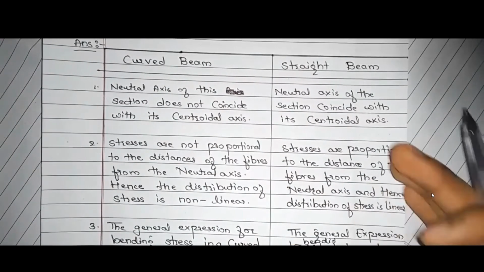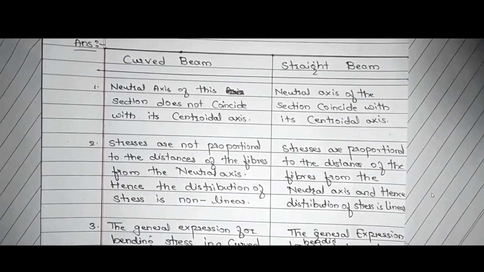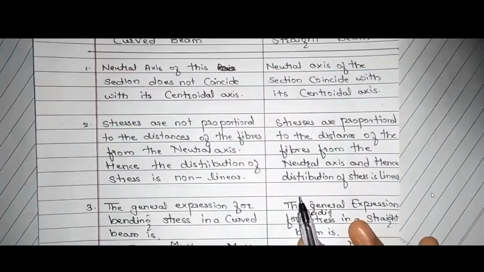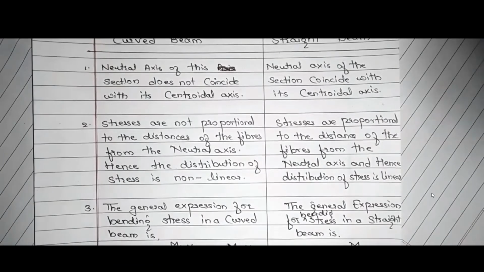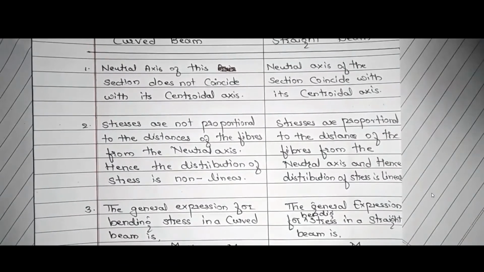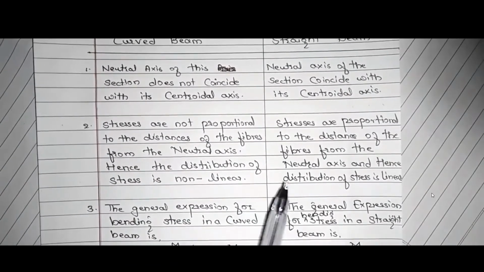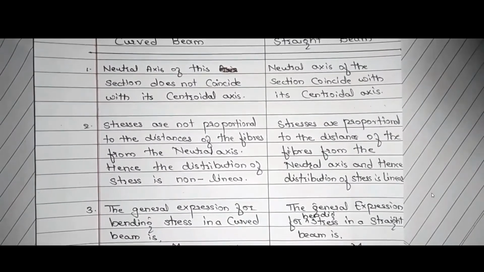Now, the general expression for bending stress in a curved beam is sigma_b = M_b y / (A e (r_n - y)), or sigma_b = M_b y / (A e (y + r_n)). On the other side, the general expression for bending stress in a straight beam is sigma_b = M / I times y.